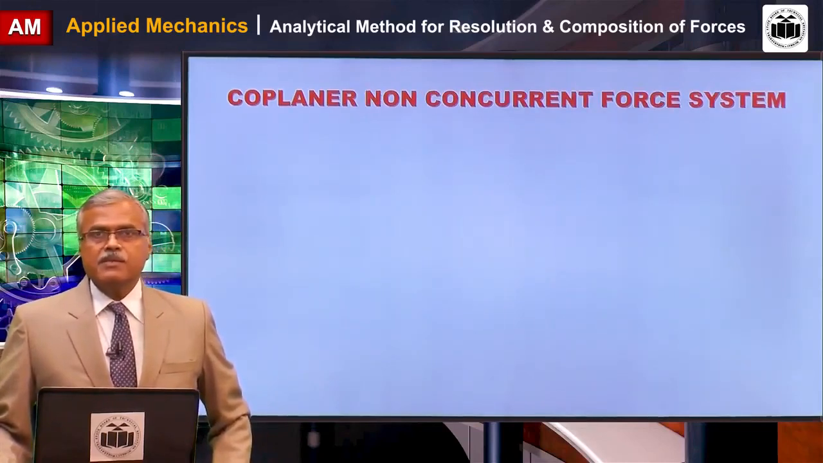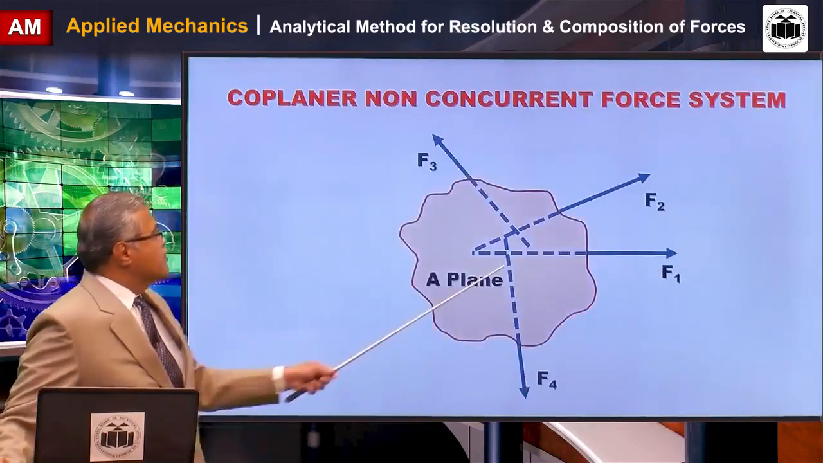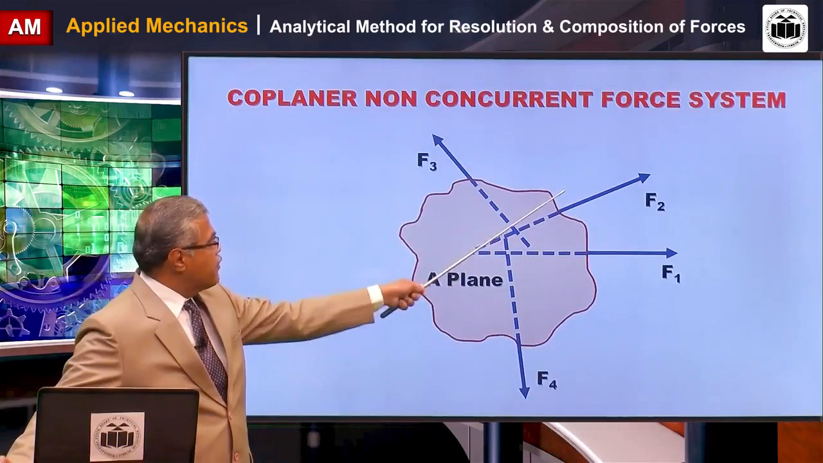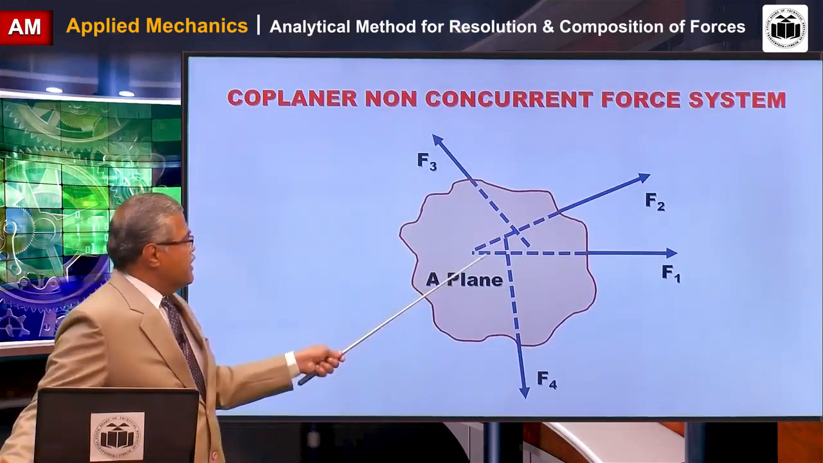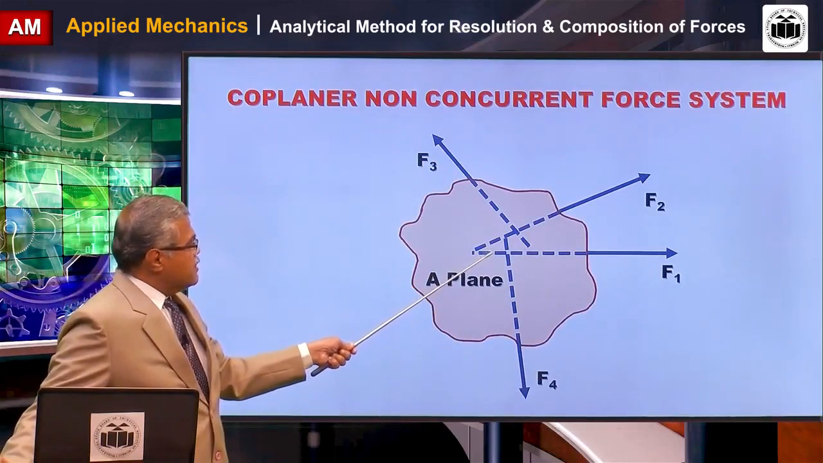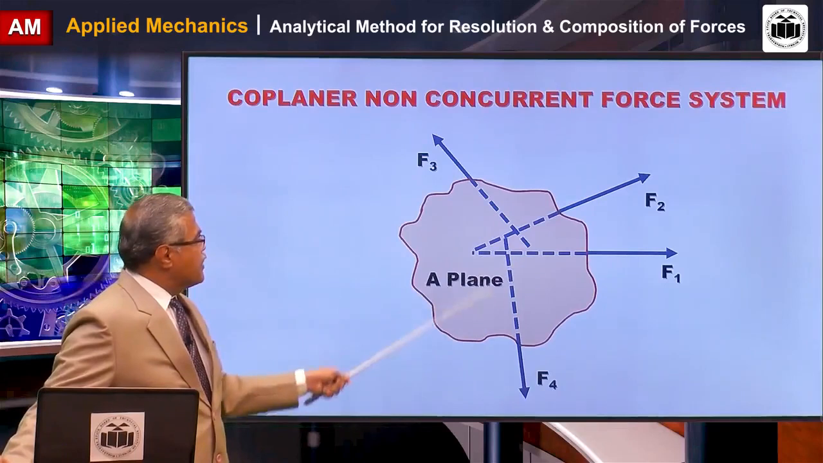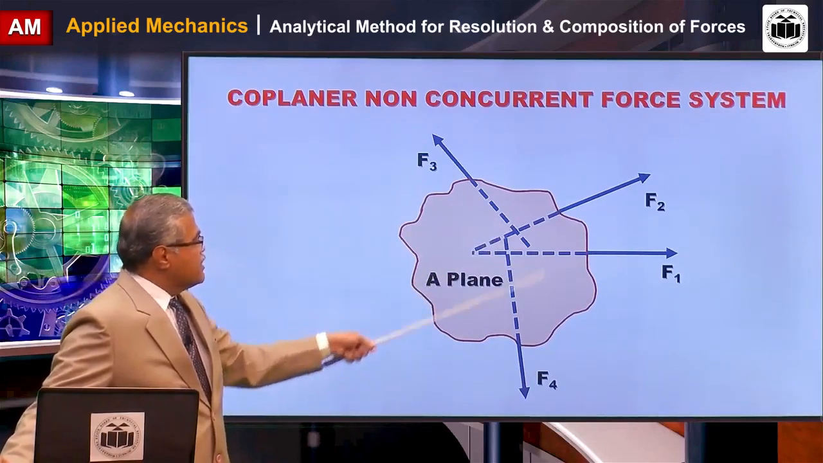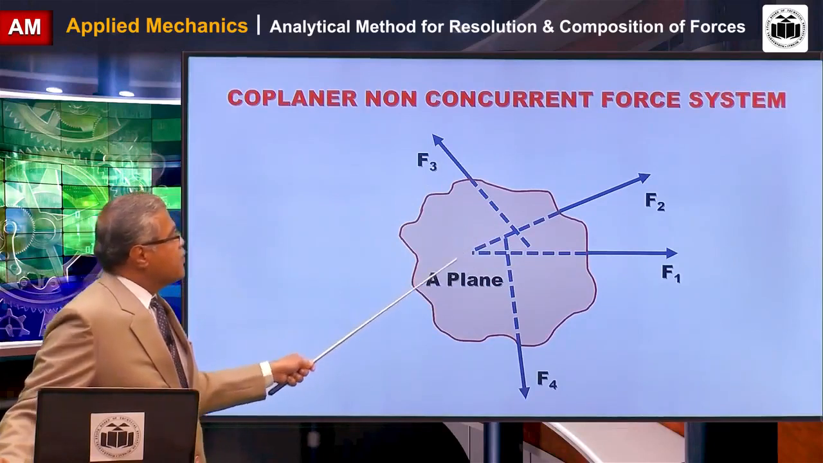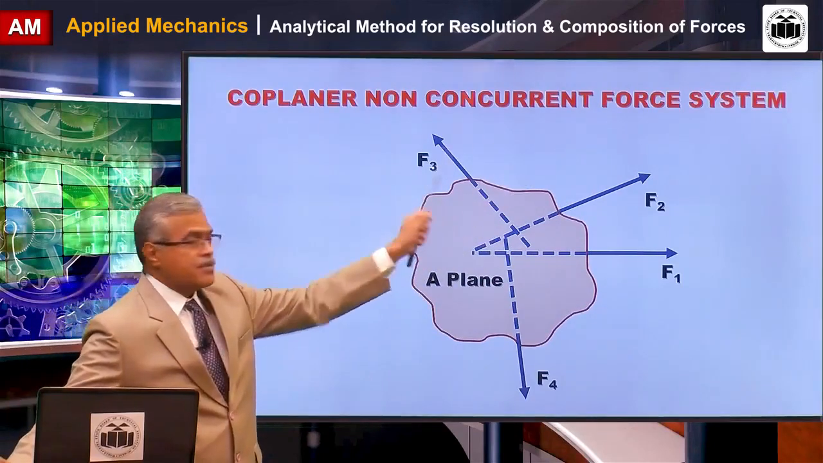Then the second system is the coplanar non-concurrent force system. In this system, we have different forces F1, F2, F3, F4, and many forces may be there, but here we see that all these forces are not meeting at a single point. F1 and F4 are meeting over here, F2 and F3 are meeting over here, but all these four forces are not meeting at a single point. Therefore, it is called a coplanar non-concurrent force system.